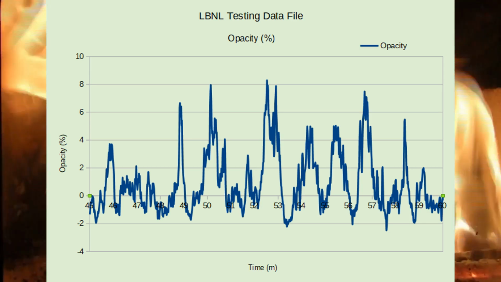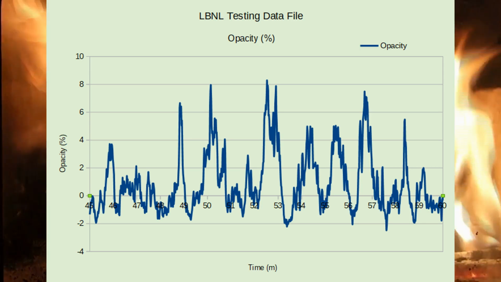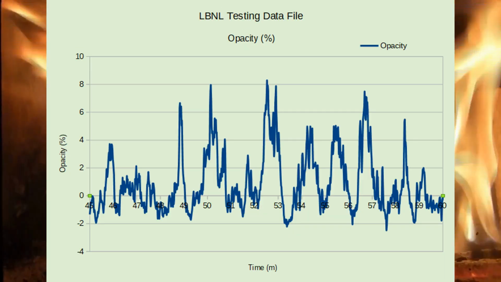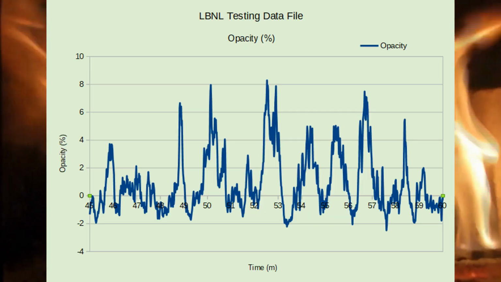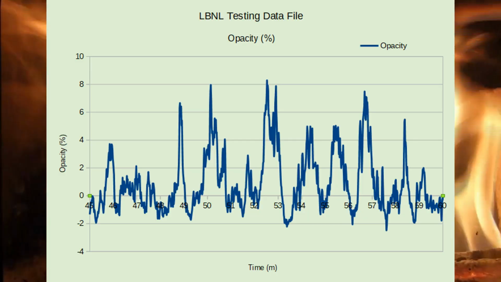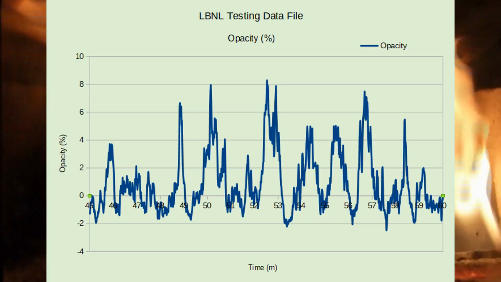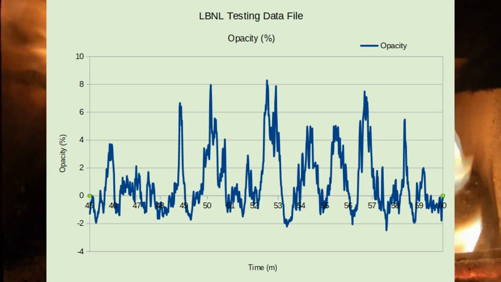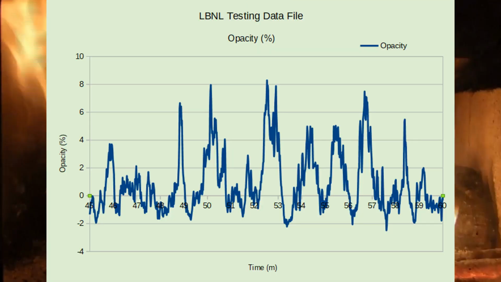This is the last little bit of testing for this video, but what I want you to look at is what a pellet stove looks like between 45 and 60 minutes in the opacity range. Almost once a minute, it turns on the auger, dumps a batch of pellets in, and you get a little puff of smoke, and that's what this is reading.